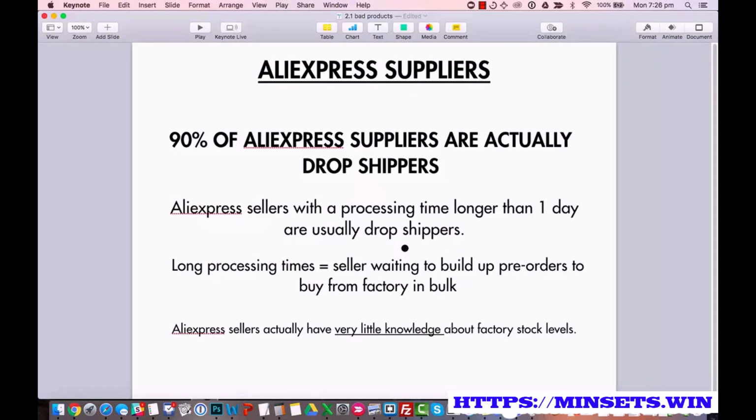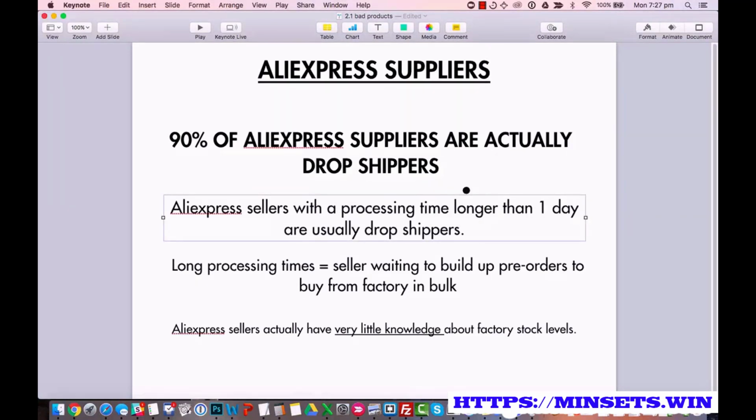So in terms of Aliexpress suppliers, I'm going to tell you something that not a lot of people seem to know, and that is 90% of Aliexpress suppliers are actually dropshippers. Right? So this might be a surprise to you, but it makes sense when you look at their processing times, like why they're so long. So the average Aliexpress seller will have like a 5-day processing time. Aliexpress sellers with a processing time longer than 1 day are usually dropshippers, right?